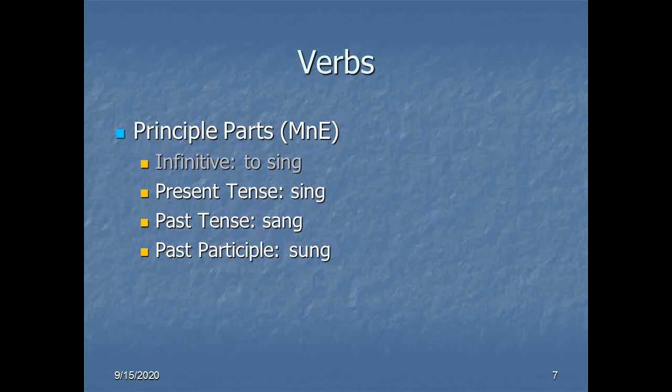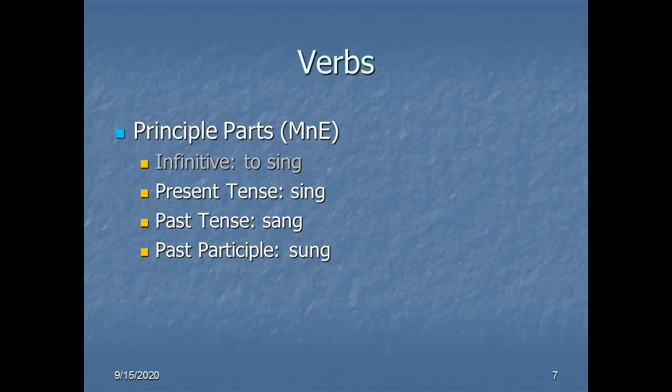Typically in English, the three principal parts of a verb will be the present tense, the past tense, and the past participle. Sometimes the infinitive, so to with the base form of the verb following it, will be included, but as the present tense uses the base form of the verb, we don't tend to worry about that. So in the case of the verb to sing, the principal parts are sing, sang, sung.